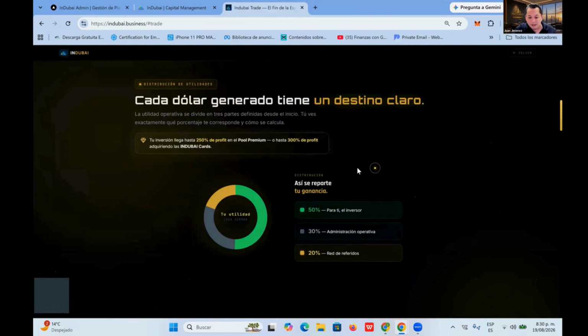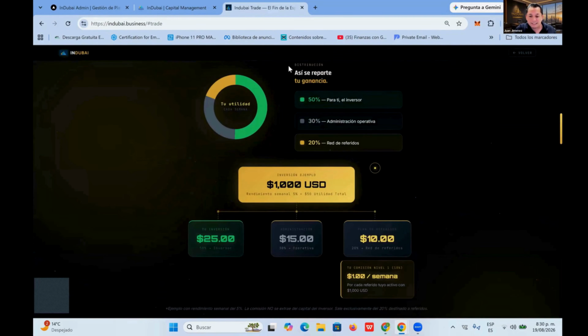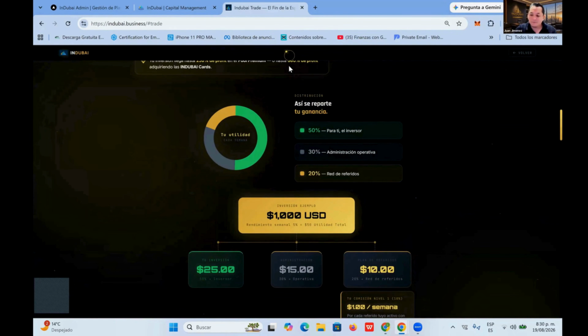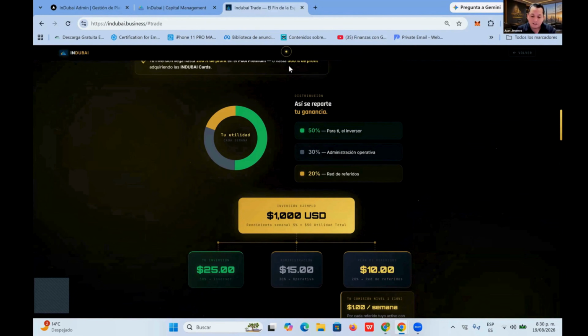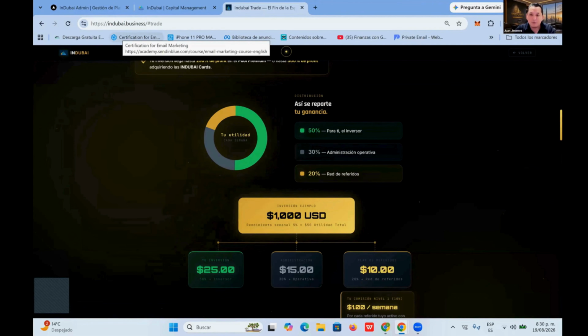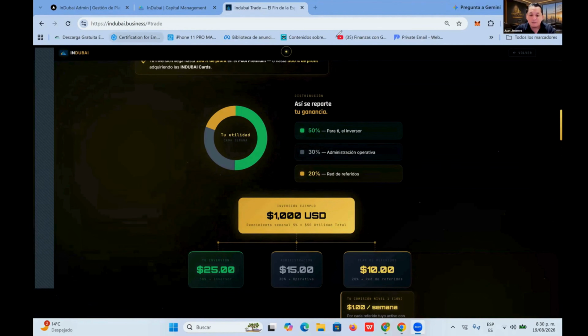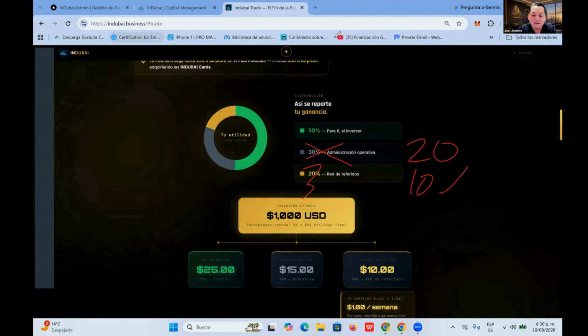The idea is this percentage that you are seeing here, it's no longer going to say 30 there anymore. We already sent this to be modified for informational purposes, because in programming it's already done. And here it won't say 30 anymore, but it will say 20, and the other 10% will go to the binary bonus.